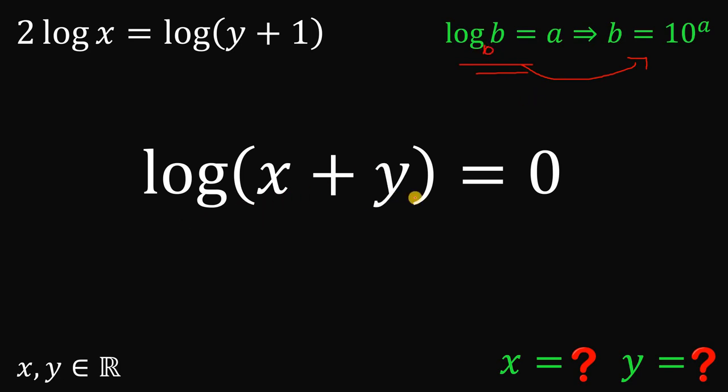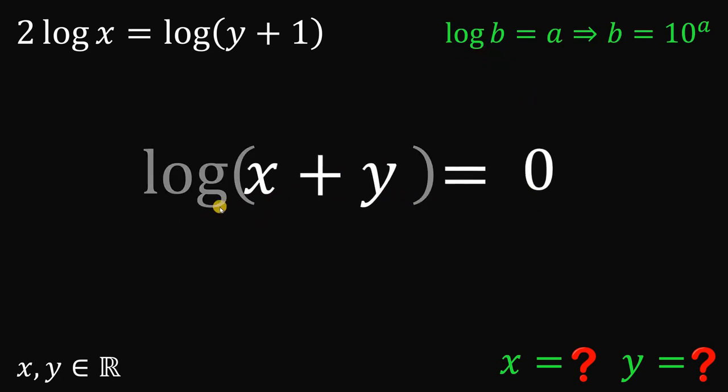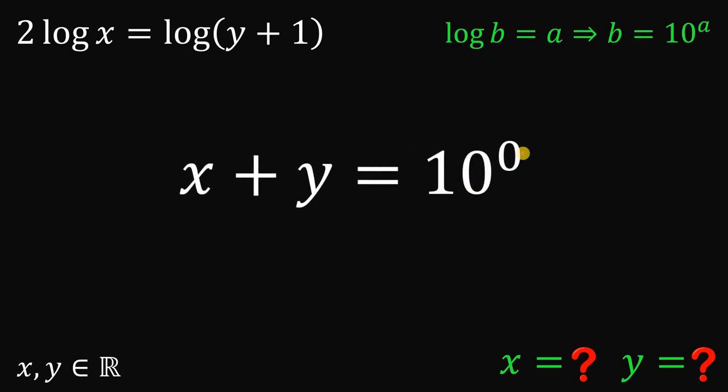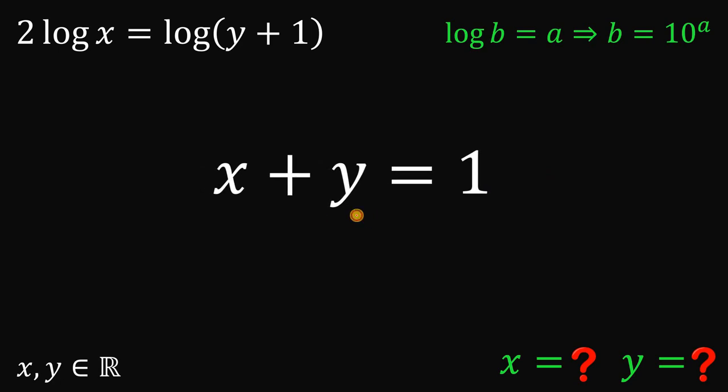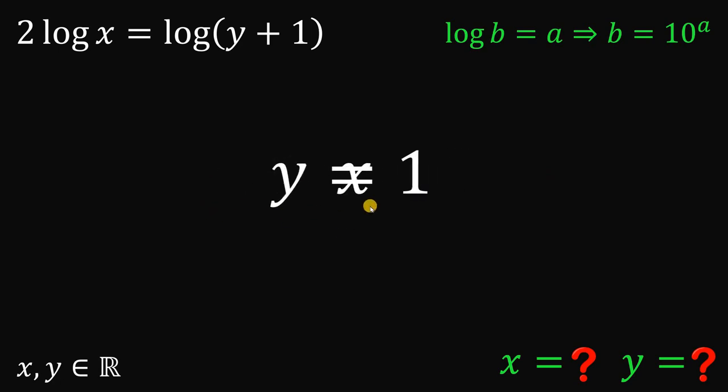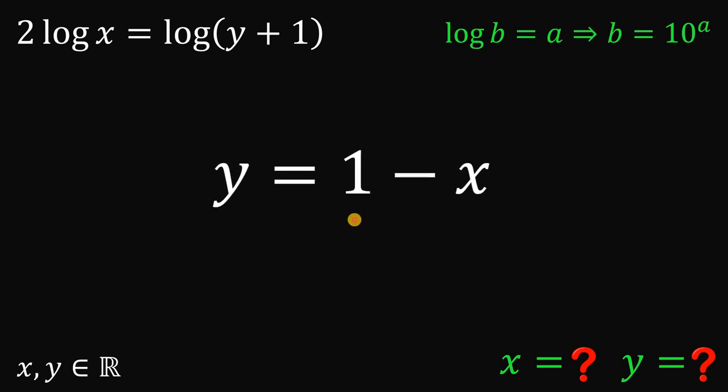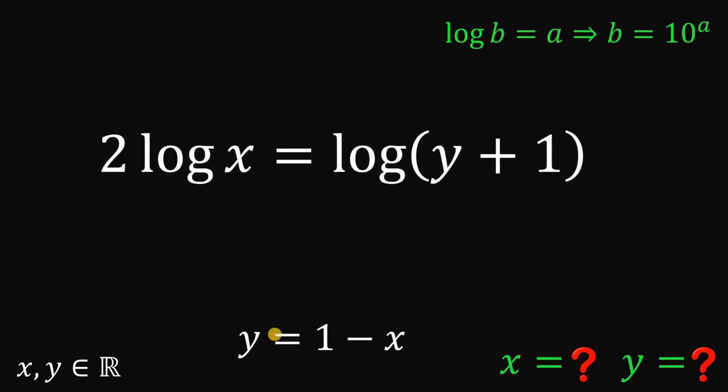Alright, so logarithm of x plus y equals 0 can be written as x plus y equals 10 raised to the power of 0. Now, any number raised to 0 is just 1, provided that the base is not equal to 0. Since 10 is not equal to 0, 10 raised to 0 must be equal to 1. Now, let's solve for the value of y. So, let's subtract x on both sides. Now, let's set aside this result, and let's now get the second equation.